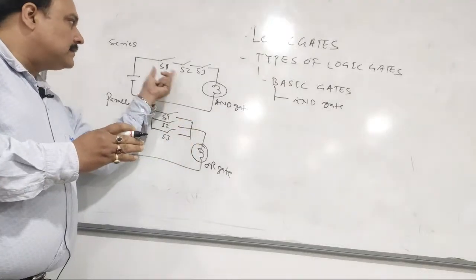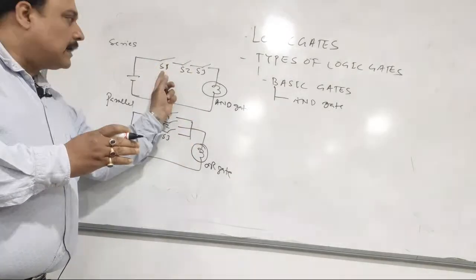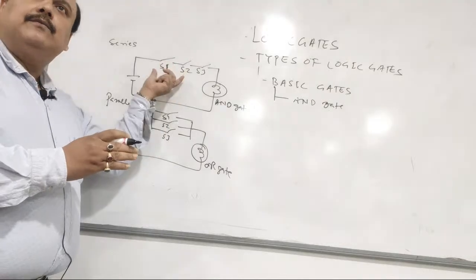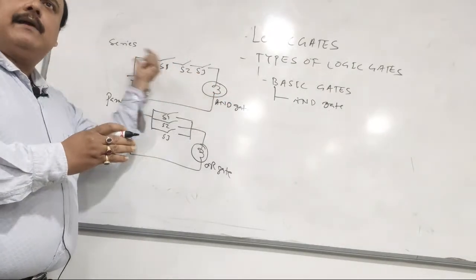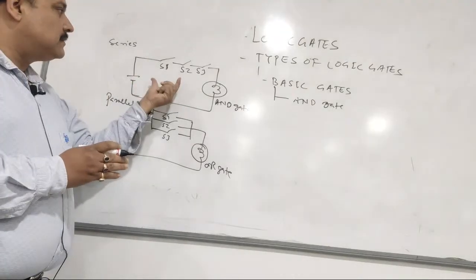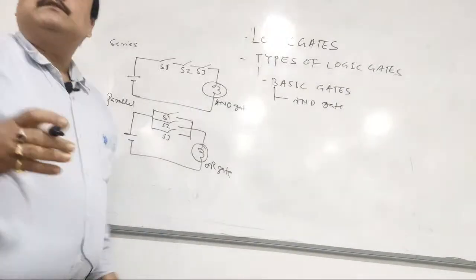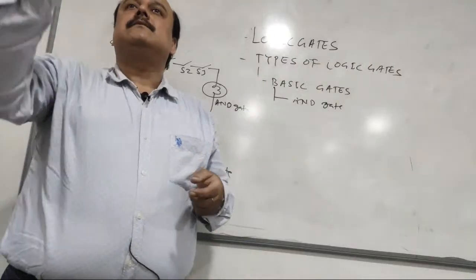But in this case, to complete the circuit, we have to put on all the switches connected between this bulb and this battery. That means, in the case of the AND gate, what is the conclusion? In the case of the AND gate, yes.